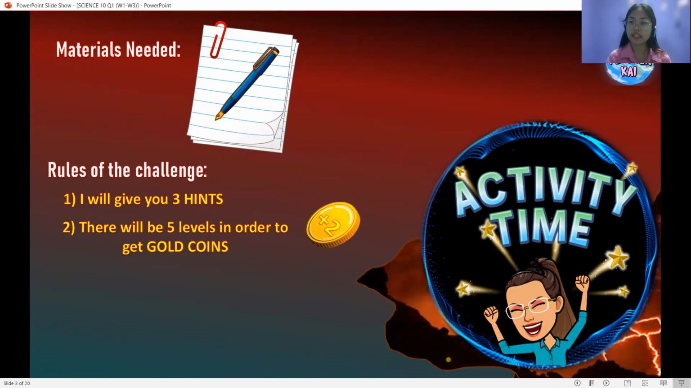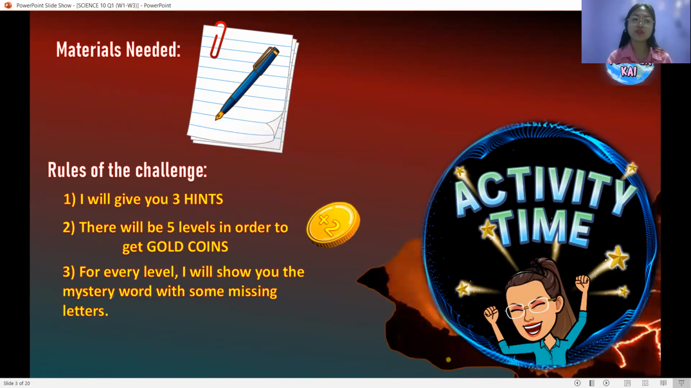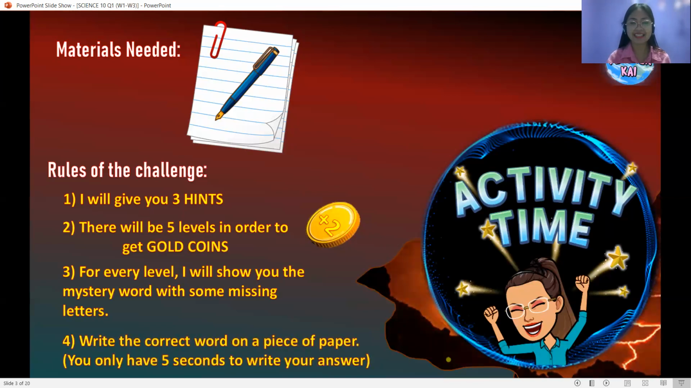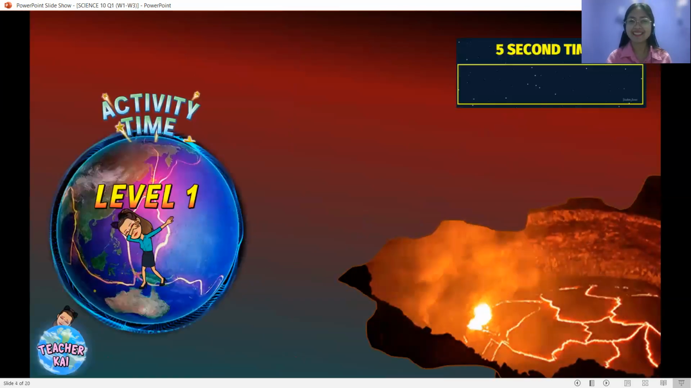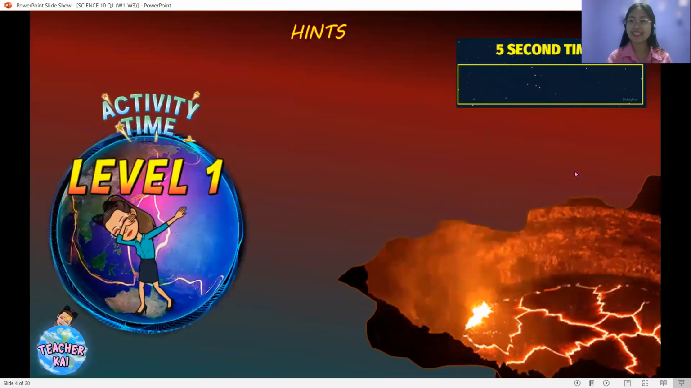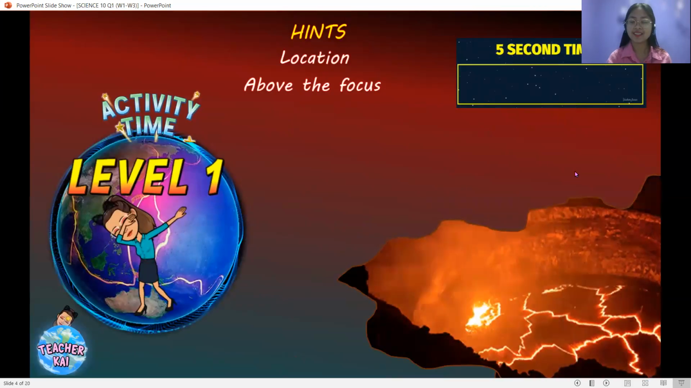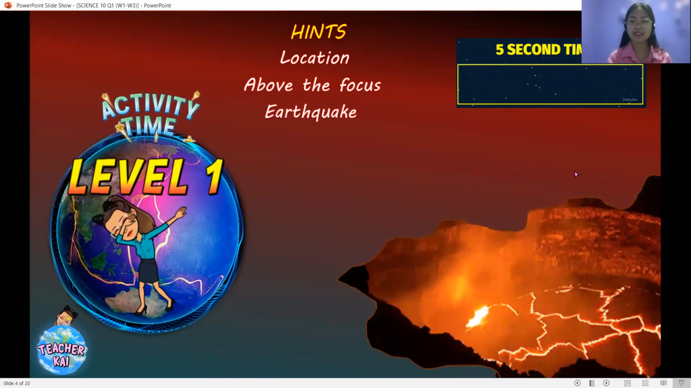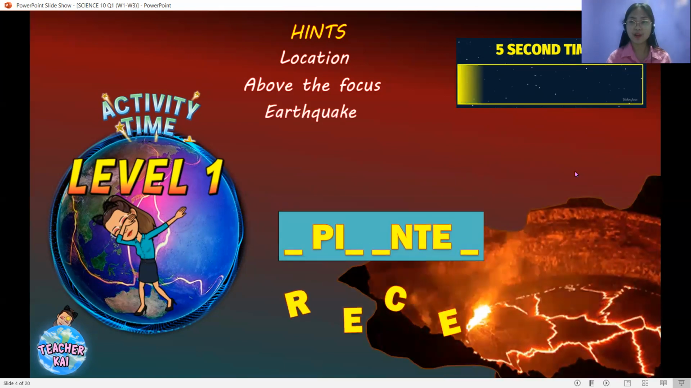Okay, so this is graded recitation also. And then for every level, I will show you the mystery word with some missing letters. And finally, you will write your correct answer on a piece of paper. You only have 5 seconds to write your answers on a piece of paper. Are you ready? Let's begin. Level 1. These are the hints. Location, above the focus, earthquake. What is the mystery word?